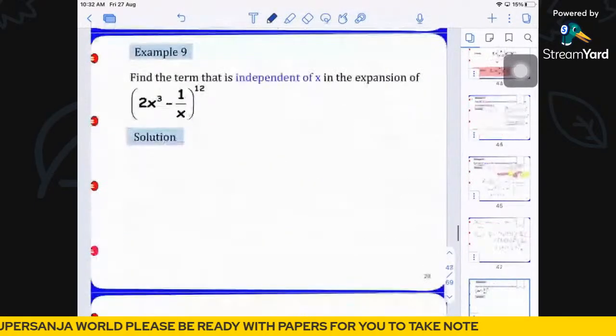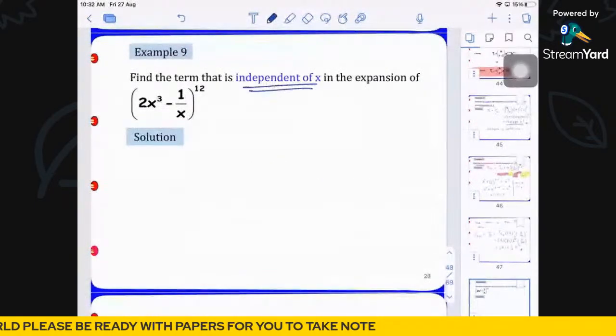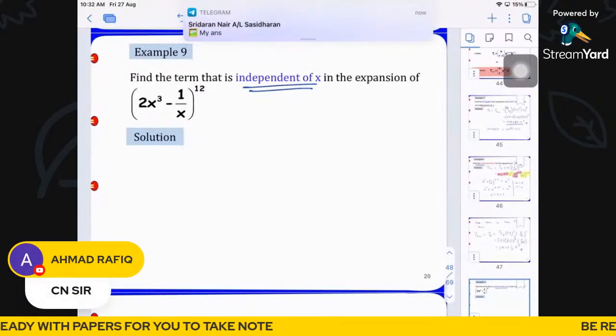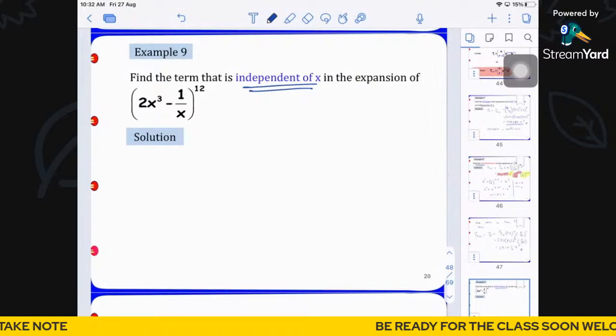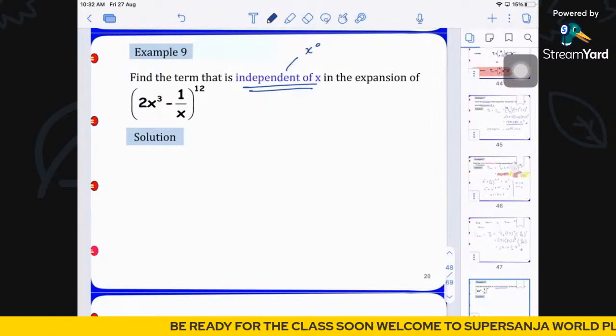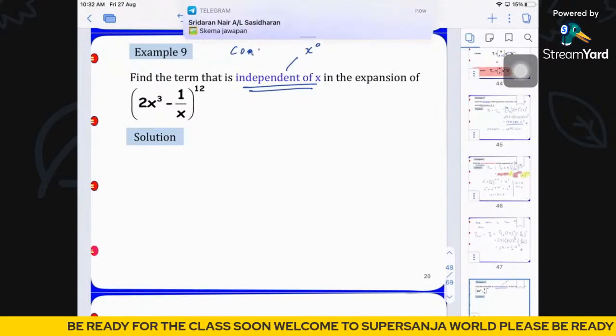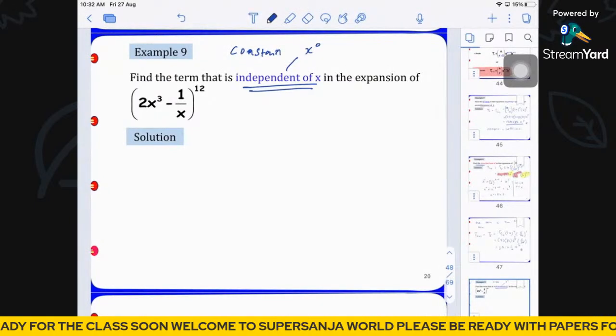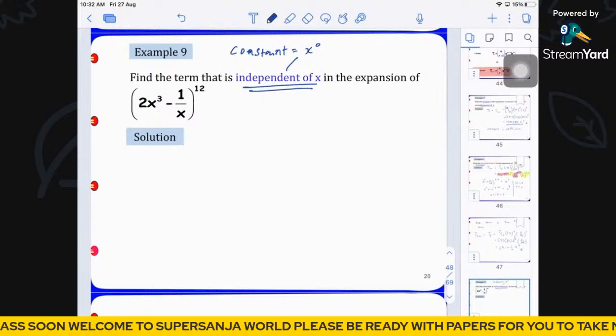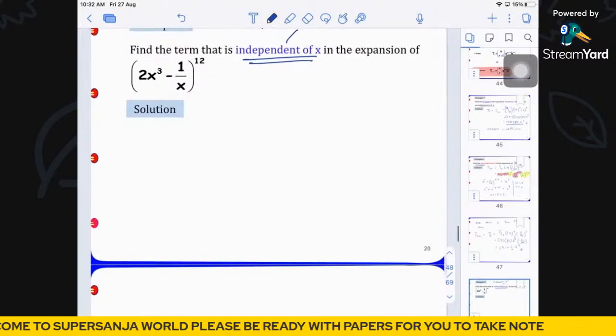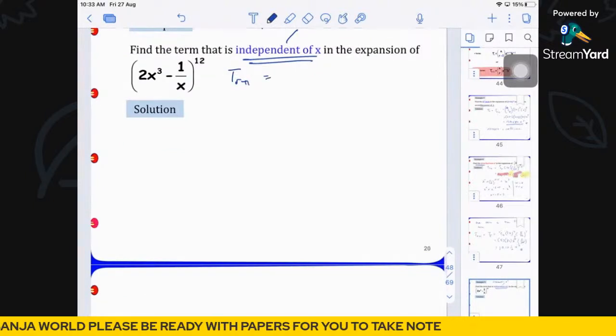Okay, let's see. Now we see another one more. Now the next one there, they say independent of x. So what is independent of x? Of course, independent of x there is going to be x power of 0. Independent of x is x power of 0. Constant also. Okay, constant also is what? X power of 0. Yes or not? Okay, so let's see over here. Again, I use back the same formula, T r plus 1.